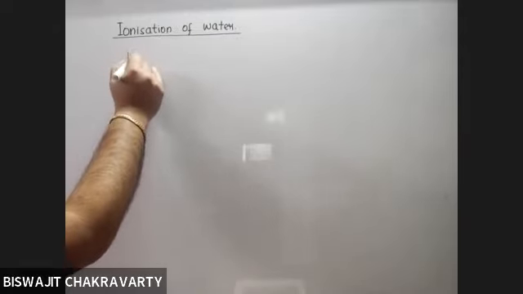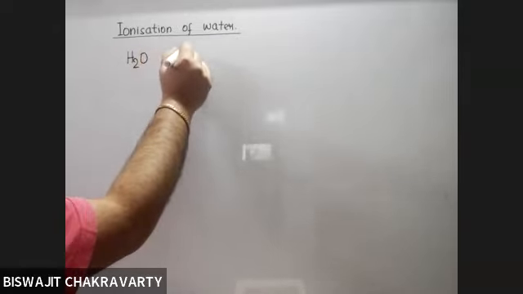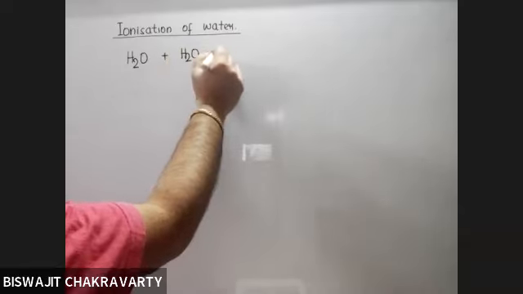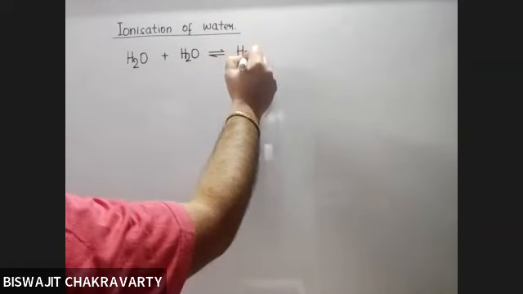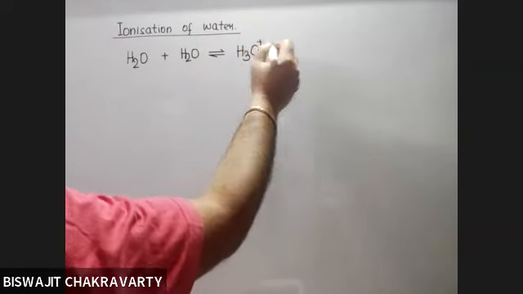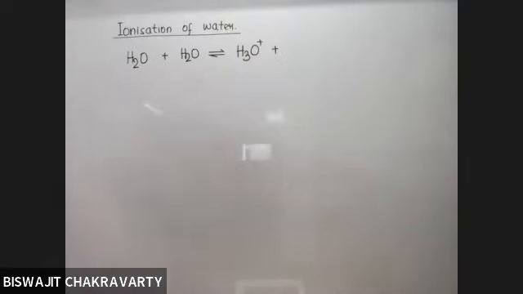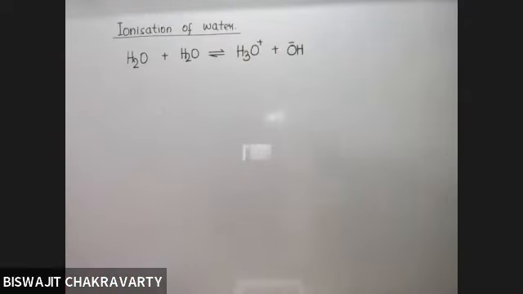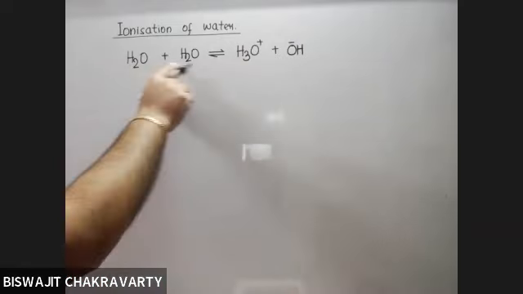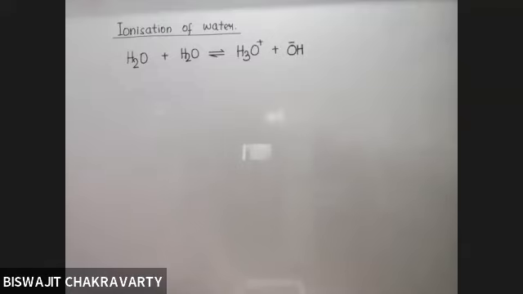Say H2O plus H2O, reversible. If one of the water accepts H plus from the other water, it will be converted to H3O plus, and the other water which loses H plus will become OH minus. Okay, so water combines with another water to produce hydronium ion and OH minus. So any one of them acts as acid, whereas the other acts as a base.